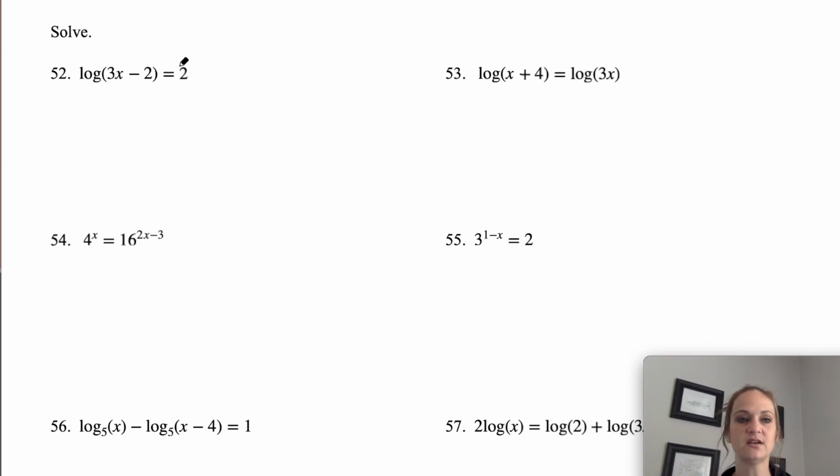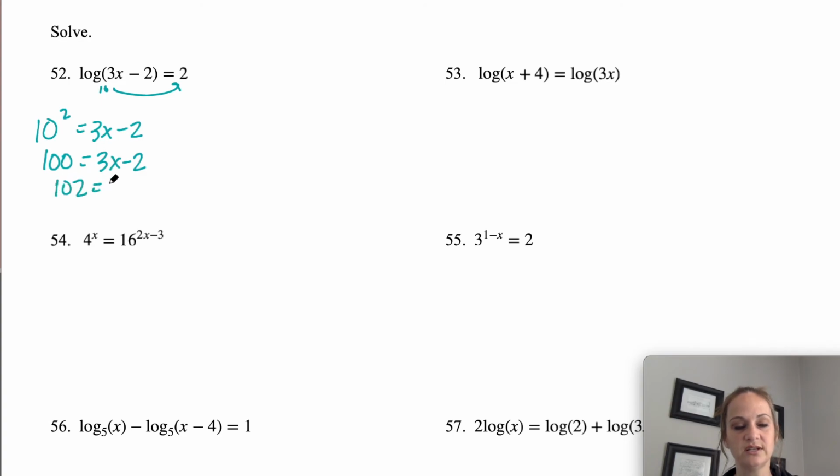Okay, to solve, this log has a base of 10, so we can rewrite this as 10 raised to the second power is going to equal 3x minus 2. So I will get 100 equals 3x minus 2. So 102 equals 3x. So therefore, x is going to give me 34.